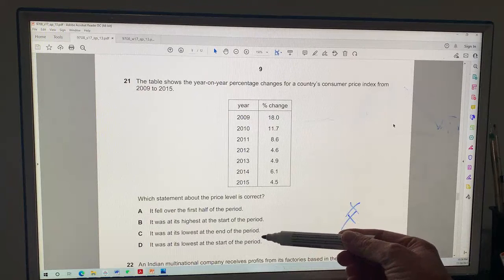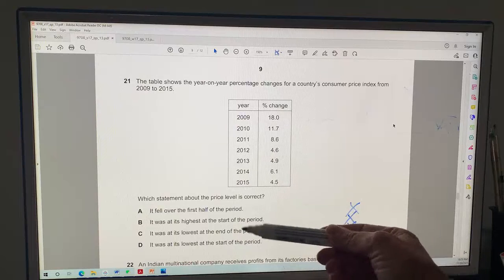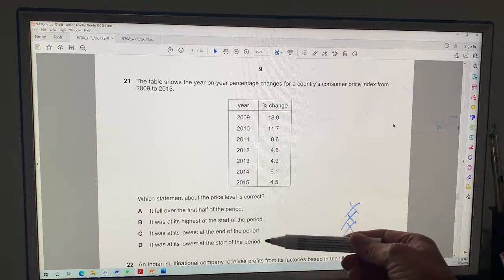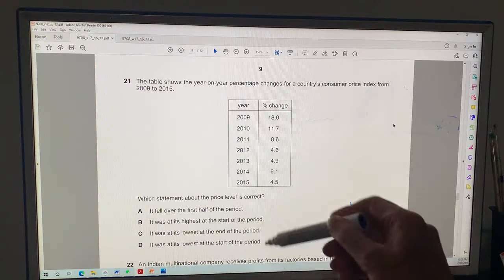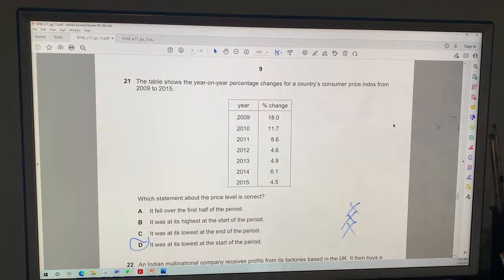C says it was at its lowest at the end of the period. No, it was at its highest at the end of the period. So D must be true, we hope. D says it was at its lowest at the start of the period. Yes. Answer for 21 must be D.